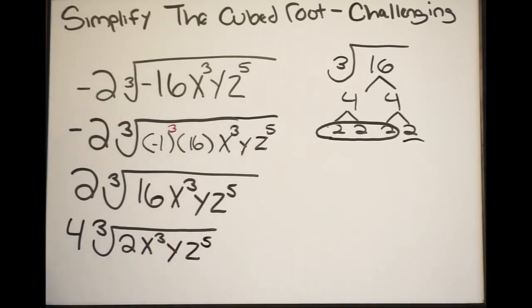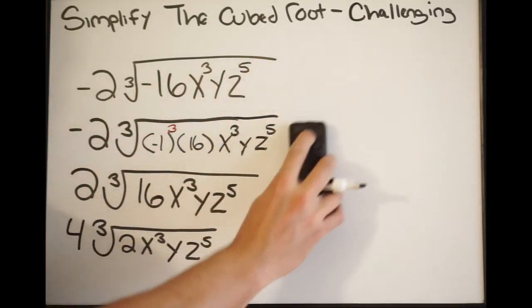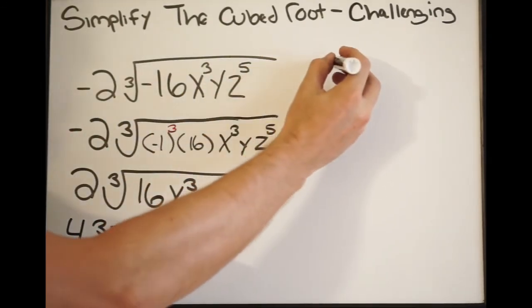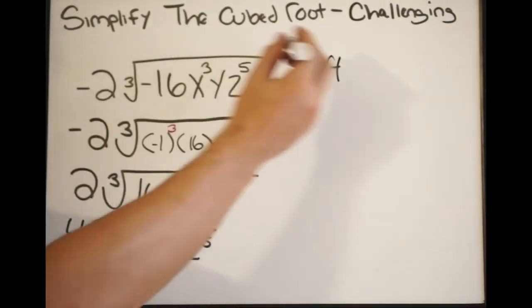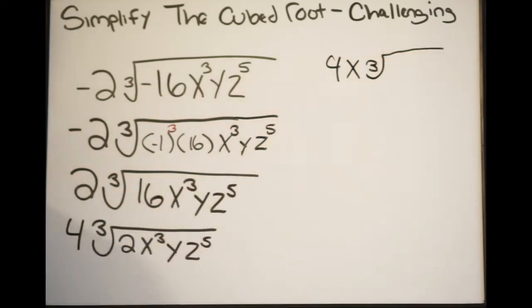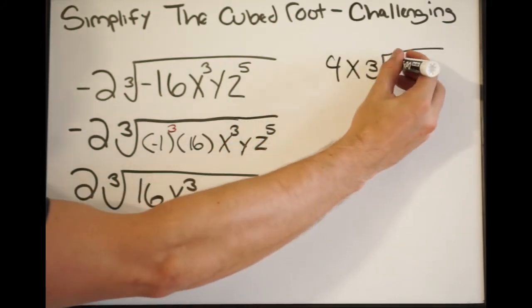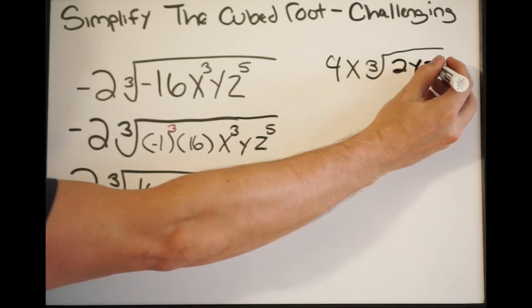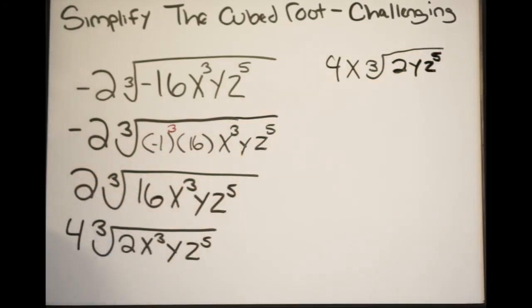Next, we can move on to our variables. This one's easy. I have x to the 3rd. Again, it matches my index, meaning an x can come out. So just rewrite this again. Let's erase this. I'm going to have 4, and again, an x can come out. Then I have the cubed root of, and then I'm going to have 2, y, and then z to the 5th. If I move on to y, there's nothing I can do there. I don't have 3 y's in order to take one out, so there's nothing I can do there.